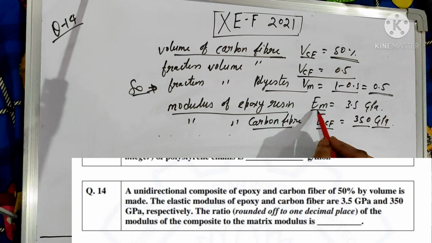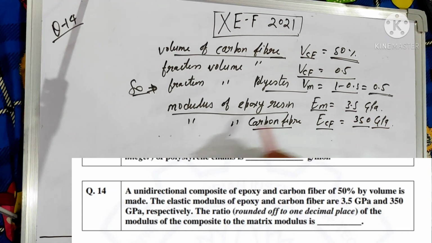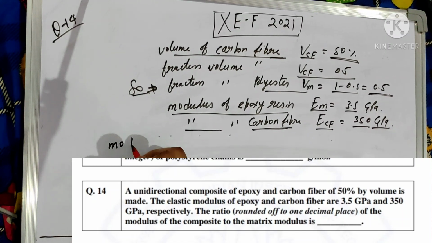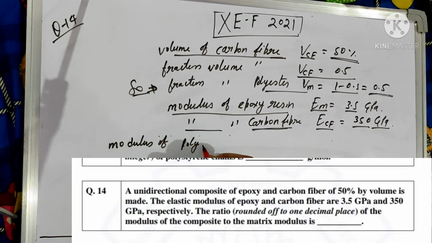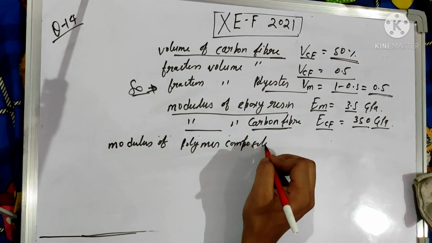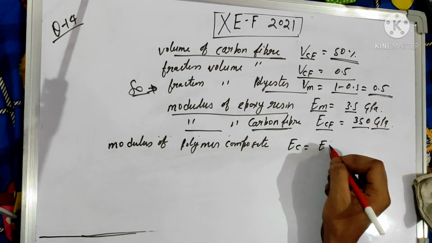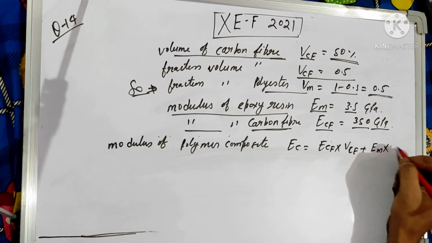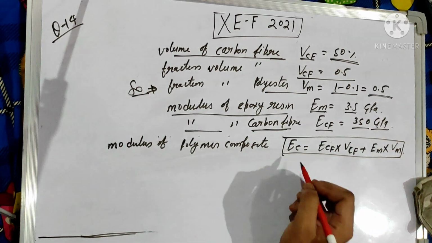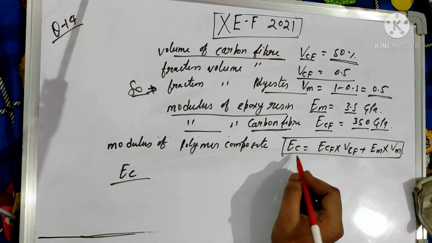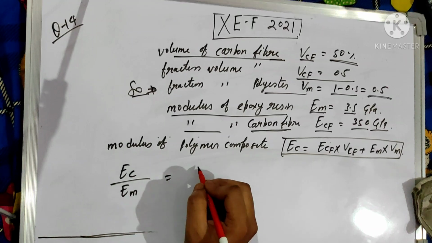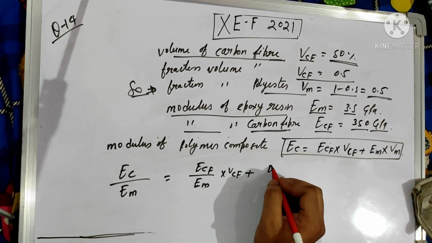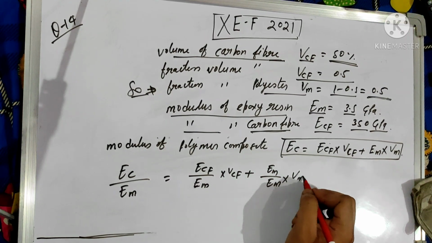Then given that modulus of the epoxy resin EM is equal to 3.5 gigapascal and modulus of the carbon fiber ECF is equal to 350 gigapascal. Now modulus of polymer composite EC is equal to modulus of carbon fiber into volume fraction of carbon fiber plus modulus of the polymer matrix into volume fraction of the polymer matrix. Now taking the ratio to the modulus of the polymer matrix, EC upon EM is equal to ECF divided by EM into VCF plus EM upon EM into VM.